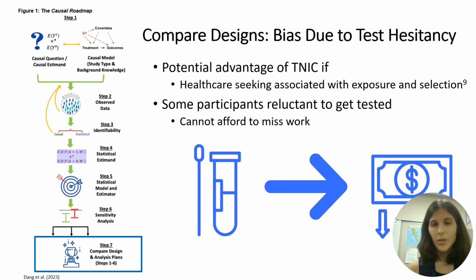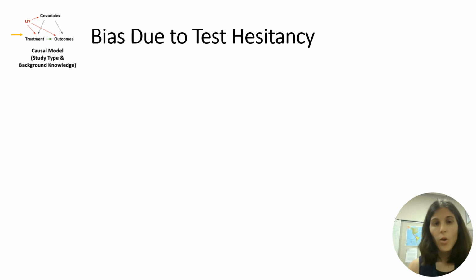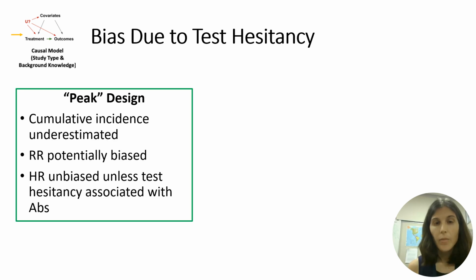So how might this lead to an association between exposure and selection? Well, in the peak design, if patients are hesitant to get tested, then the cumulative incidence will be underestimated because we're simply not counting all cases. But our relative risk estimate will also potentially be biased, and a hazard ratio estimate, although that's not a causal parameter, it is frequently estimated, that will be unbiased unless test hesitancy is also associated with antibodies. Now, what do I mean by that, and when might that be the case?